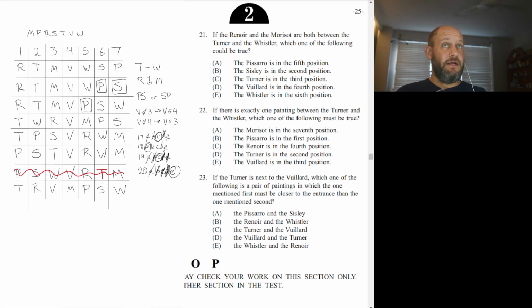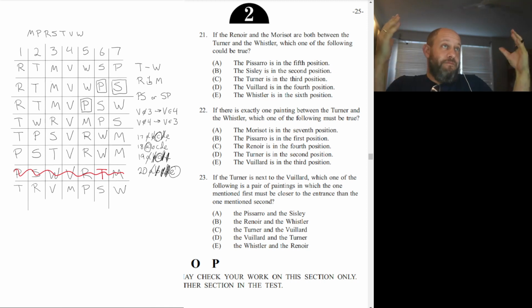Let's try it. T is before W. R is split by M by 1. P and S are next to each other. And V is in the third position. I'm okay. Are any of the answer choices represented in this? Is P fifth? Yes. That can be true. I just did it. I don't know how I landed there, except by trying stuff. Because sometimes you just got to try stuff. You don't know how it's going to work out.